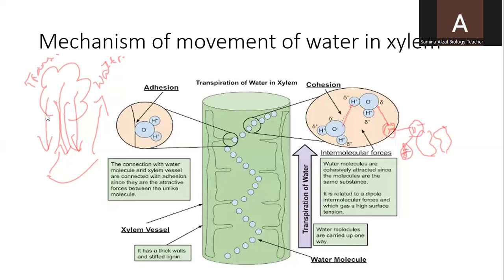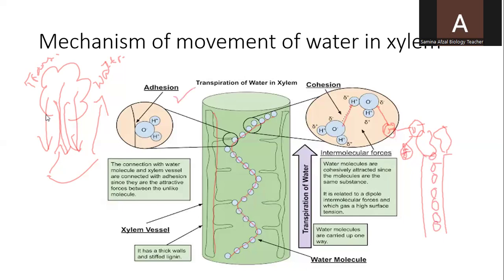Due to cohesion, they will make up a single column of water molecules in the upward direction. In this way, these molecules will join together to move in the upward direction. When this column is formed, you can see the water molecules are moving in this way. They are joined with one another with cohesive force. At the same time, these water molecules adhere with the walls. They also adhere with the walls, and that force is called the force of adhesion.